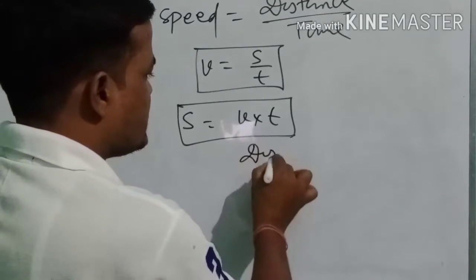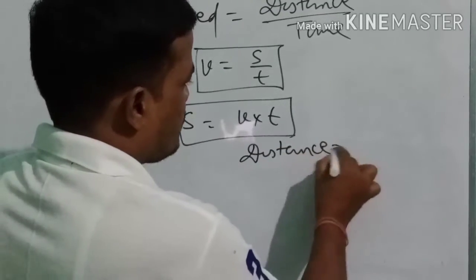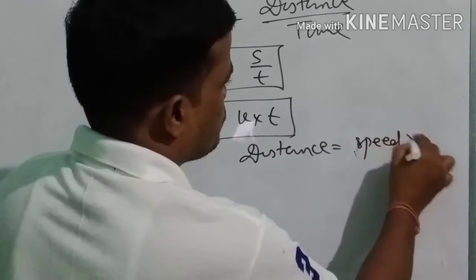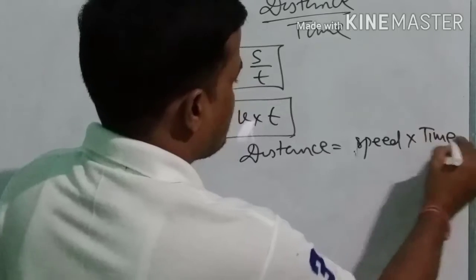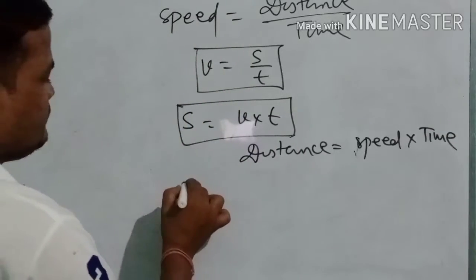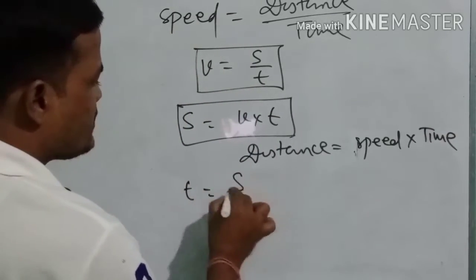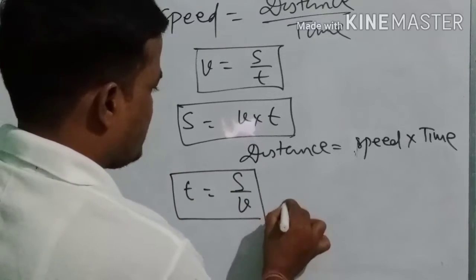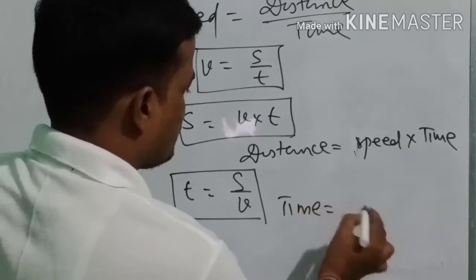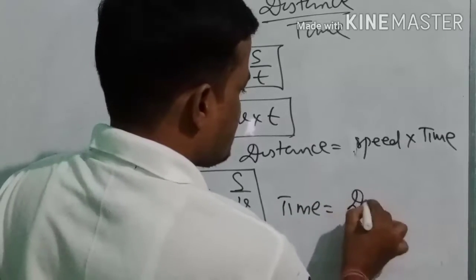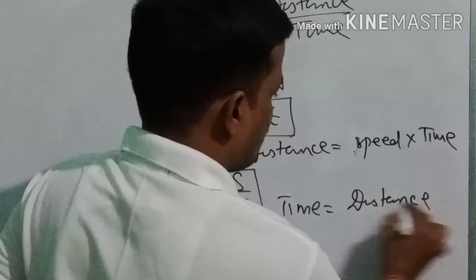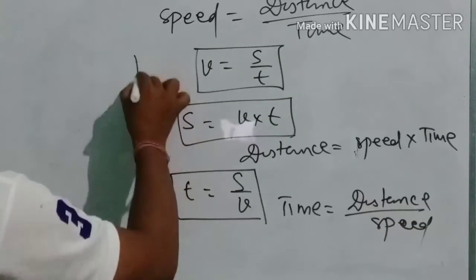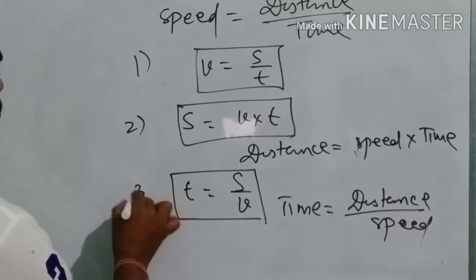We can write distance equal to speed into time. Next, t equal to s by v, distance by speed, that is time equal to distance by speed. So these are the three important formulas. Formula number 1, formula number 2, formula number 3.